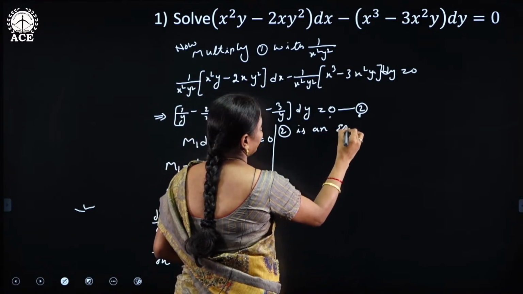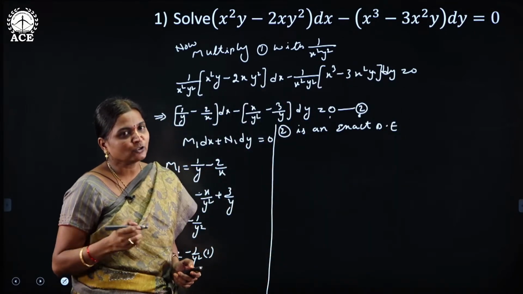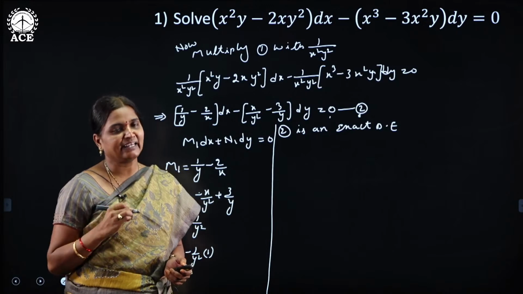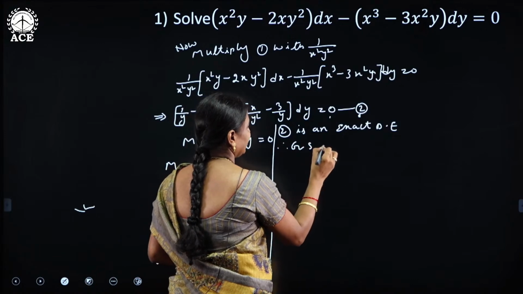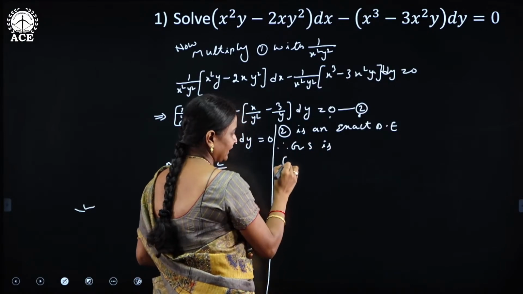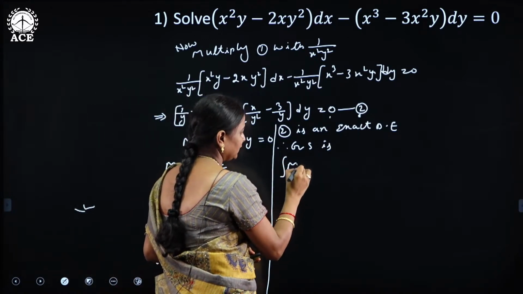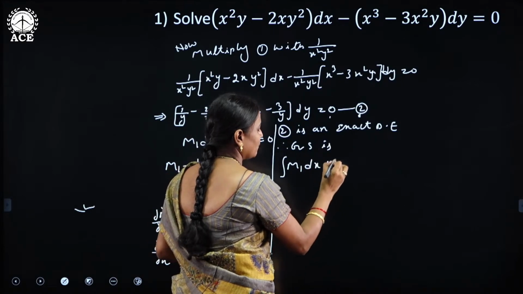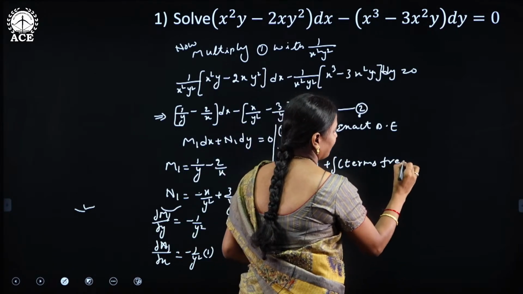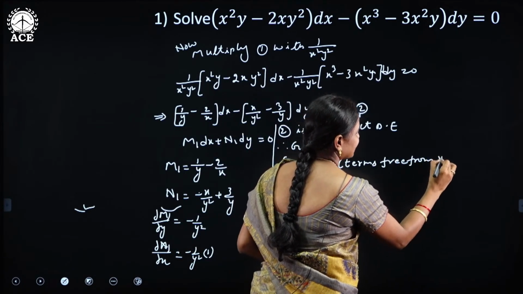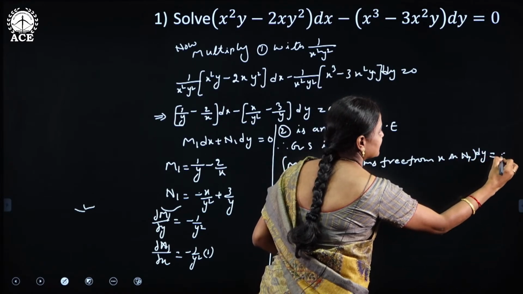an exact differential equation. If it is an exact differential equation, we know how to write the general solution. So what is the formula? The general solution is the integral of M1 dx plus the integral of the terms free from x in N1 dy is equal to c.